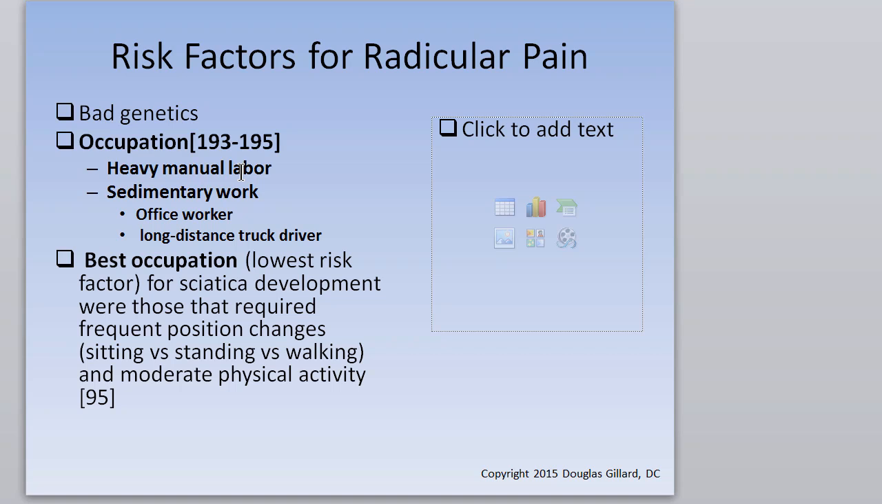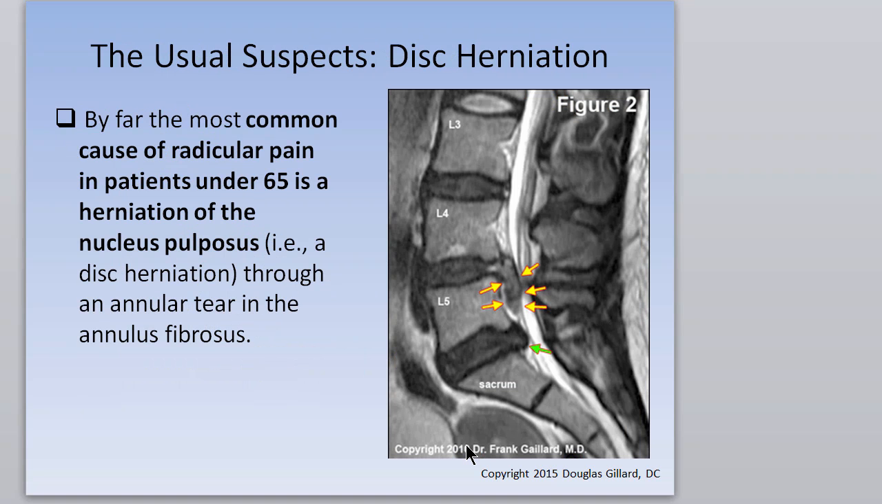Heavy manual labor, and confusingly, or ironically, sedentary work where they just sit on their butts all day, just as high of a rate of herniations as manual labor. So truck driver, we talked about road vibrations. The disc doesn't like that. It can rip open the disc just from those vibrations, it's thought, or prevent healing. Best occupation is something where you exercise a little bit, you're up and down, moving around. We know that most common cause is a herniated disc.